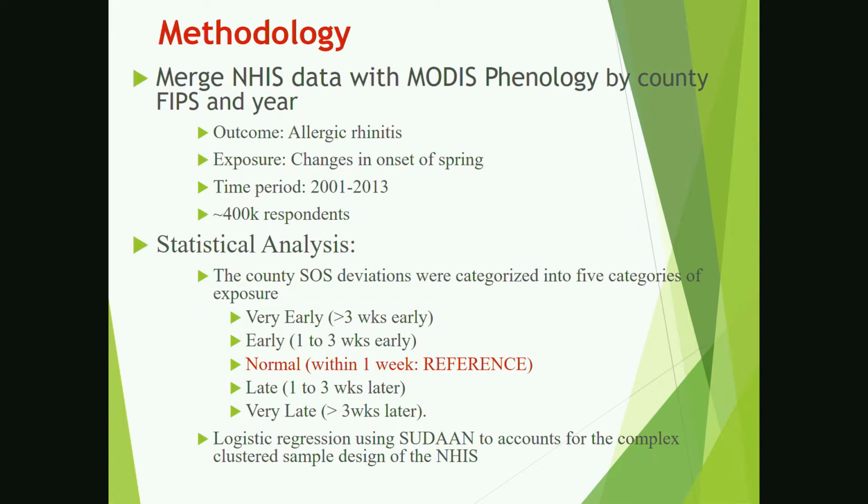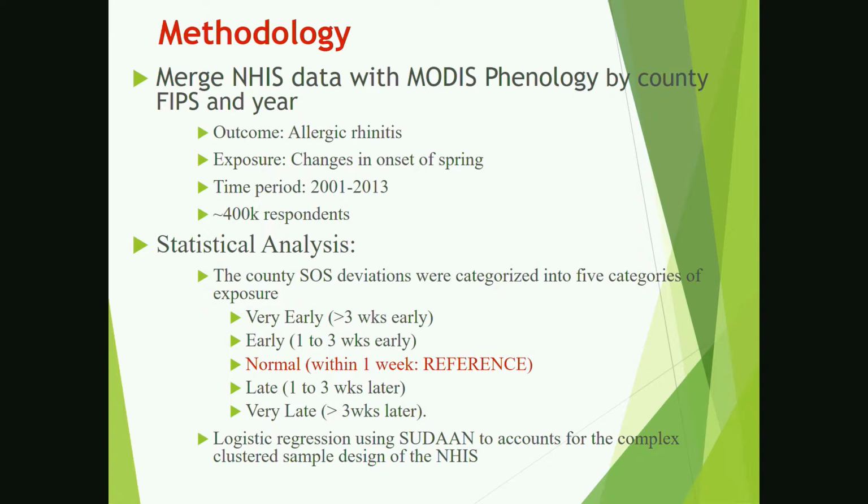Okay. So very early is greater than 3 weeks early. Early is 1 to 3 weeks early. You have normal. Late is 1 to 3 weeks later. Very late is greater than 3 weeks later. Okay, so we categorize them.